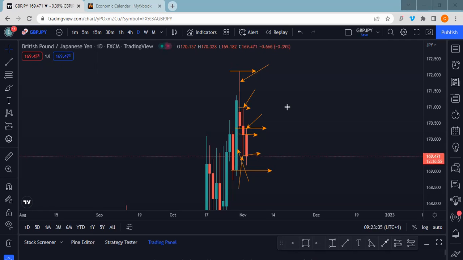Does it make sense? So entries could have been taken from here to fill the week to the downside here, right? Knowing that our ultimate target is here. Okay.